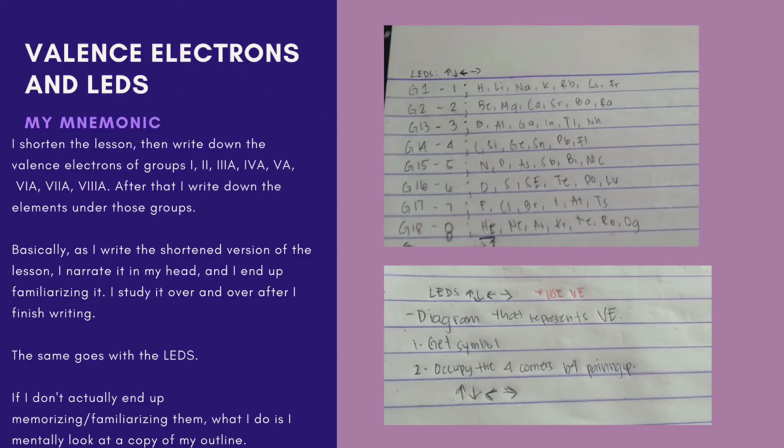So I shorten the lesson, then write down the valence electrons of groups 1 through 18. After that, I write down the elements or the symbols under those groups. Basically, as I write the shortened versions of the lesson, I narrate it in my head and I end up familiarizing it. I study it over and over after I finish writing, and the same goes with the Lewis structures. If I don't end up memorizing or familiarizing them, or I forget, what I do is I mentally look at a copy of my outline, and trust me, it's very effective.